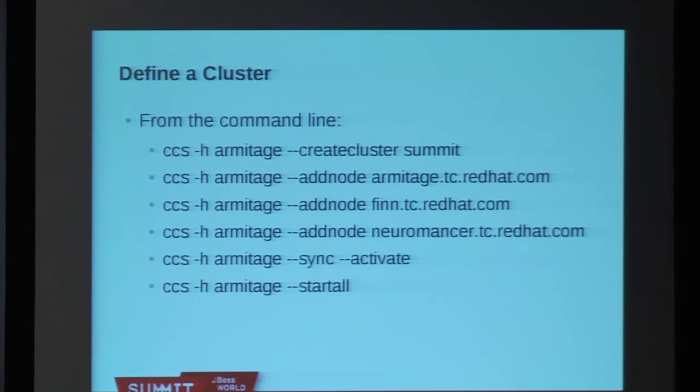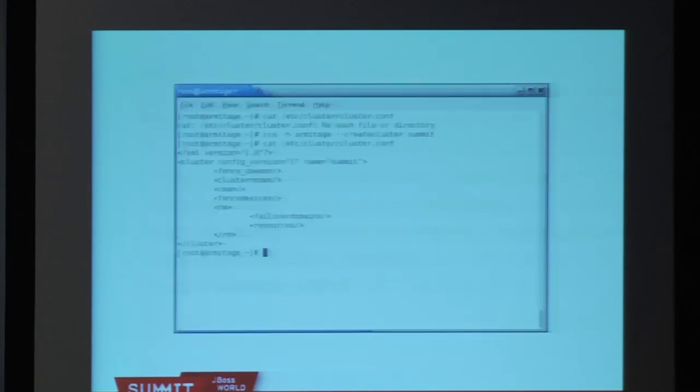I can also do this from the command line on any one of the nodes. I can log on and use the ccs tool, tell it against host Armitage, create a cluster called Summit, and then add node Armitage, add node Fin, and add node Neuromancer. Once I've done that, I can do ccs -h Armitage, sync the config files, and activate the cluster. Once I do that, I can say start all. Once that's happened, I will have created the cluster. It's going to modify the cluster.conf file.